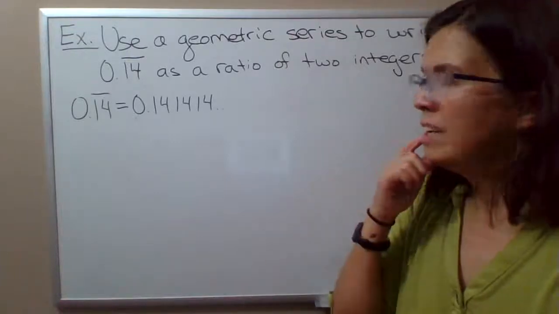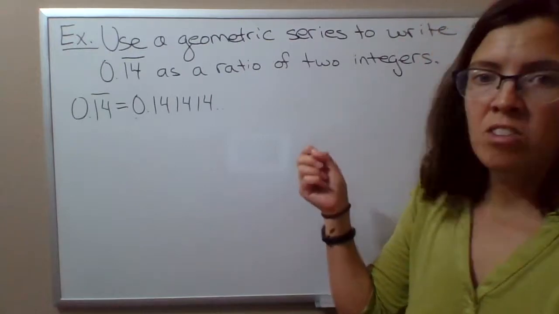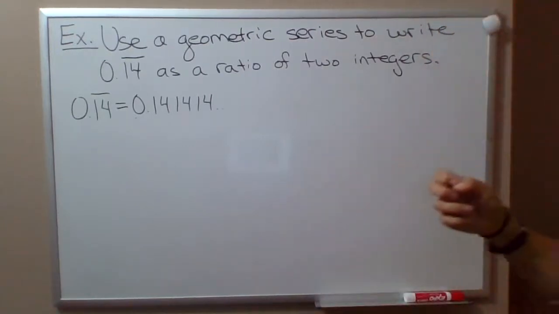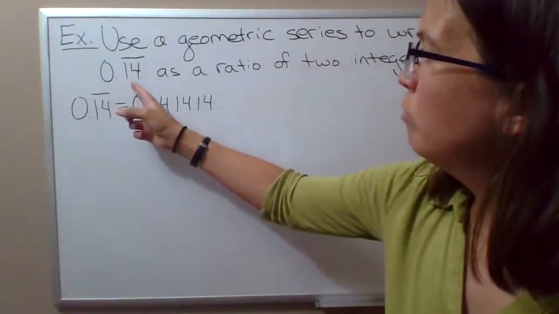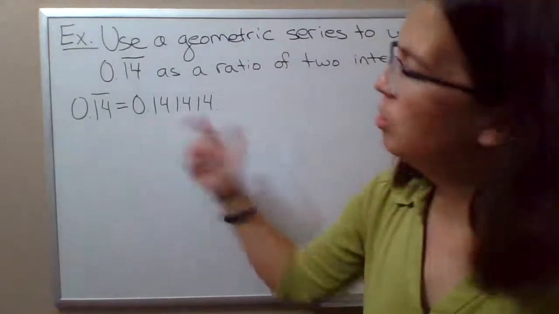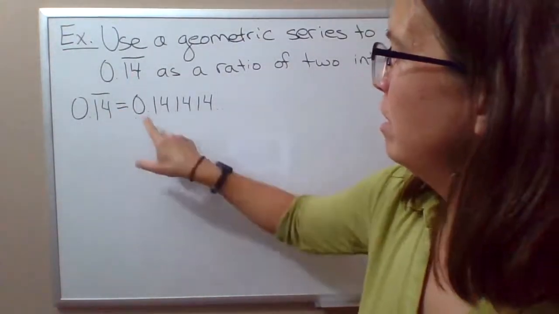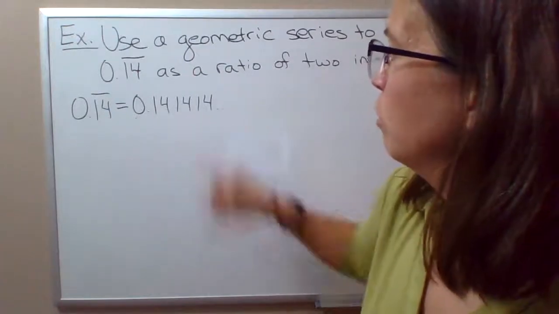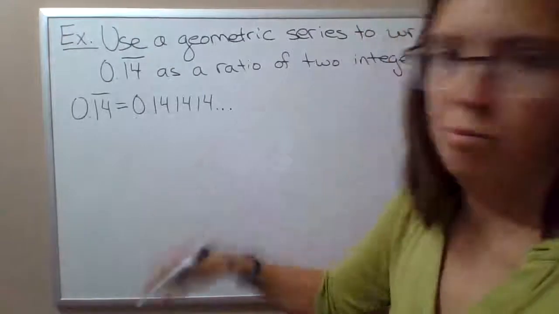So here's kind of a neat application of geometric series. In this example, you're asked to use a geometric series to write the number 0.14 repeating as a ratio of two integers. So you may recall this notation here refers to the number 0.141414 with this pattern repeating forever.